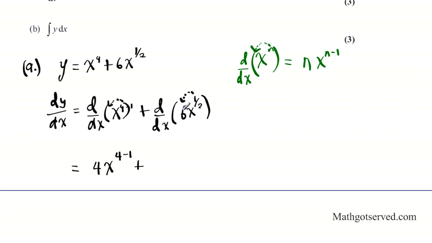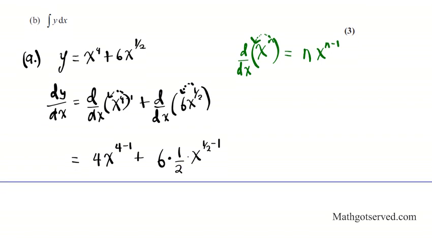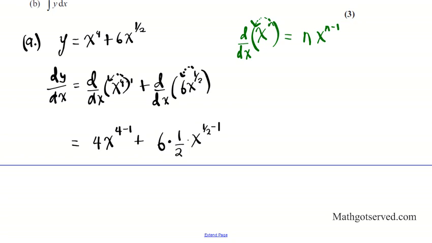Oh wait, there was a 6 there before, so what do you do? You simply multiply the 6 by that power that's coming to the front. So 6 times 1/2, and then times x. Now you reduce the existing power by 1, so 1/2 minus 1. Alright, let's simplify this. That will tell us what dy by dx is.